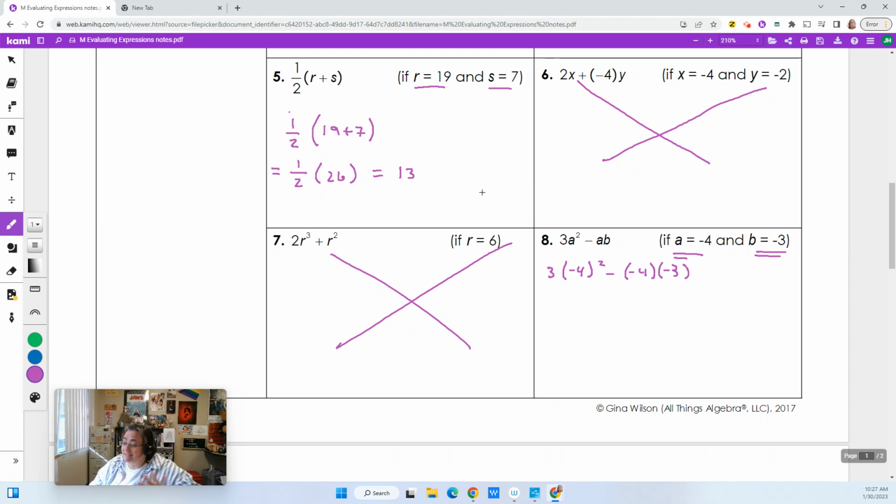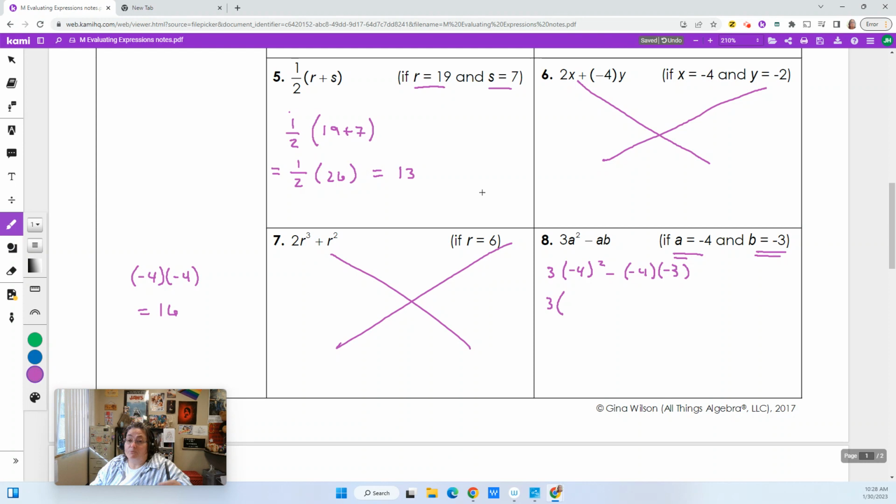So we don't have anything to do with the parentheses, so we're going to start with the exponents. And I'm going to go 3 times... well, negative 4 squared is like saying, maybe this will help if I do it over here, Leah, that it's saying negative 4 times negative 4 when we square something. And a negative times a negative gives us a positive, so it would just be positive 16.